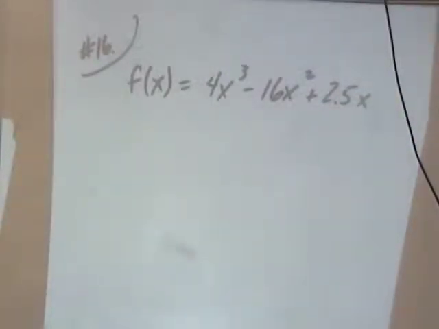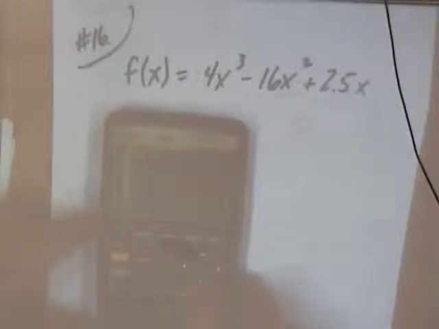Our calculator is still allowed. As a matter of fact, this is the last calculator question. How exciting is that? So what I would do is just graph that in y1, graph 0 in y2, and find the intersection points. So 4x raised to the third power minus 16x squared plus 2.5x. My window is jacked up from another problem. Zoom 6.